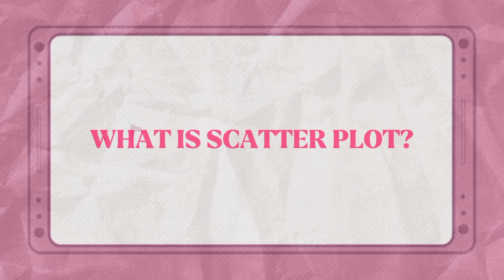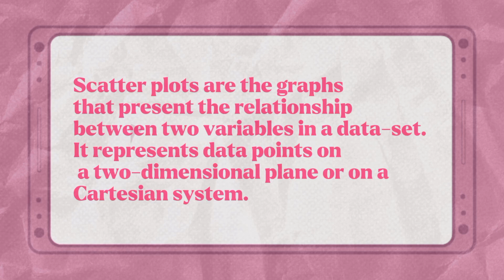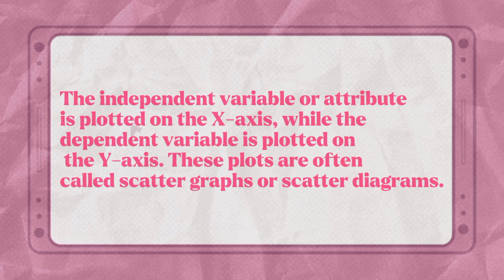Now, what is a scatter plot? Scatter plots are graphs that present the relationship between two variables in a dataset. They represent data points on a two-dimensional plane or on a Cartesian system. The independent variable or attribute is plotted on the x-axis, while the dependent variable is plotted on the y-axis. These plots are often called scatter graphs or scatter diagrams.